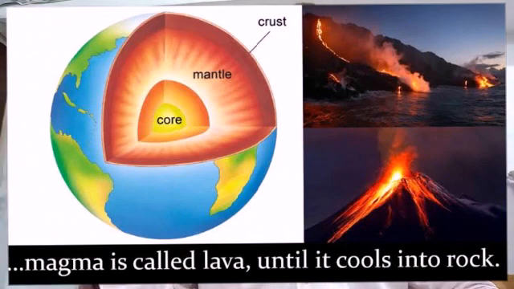Now comes the epicenter. The point on the Earth's surface directly above the focus is called the epicenter. Now comes question number D. Define the following terms. Number 1, active volcano.